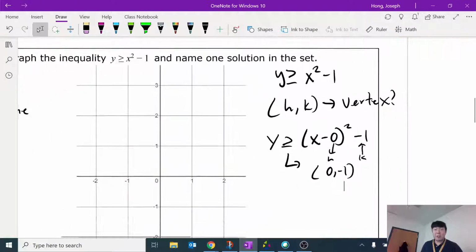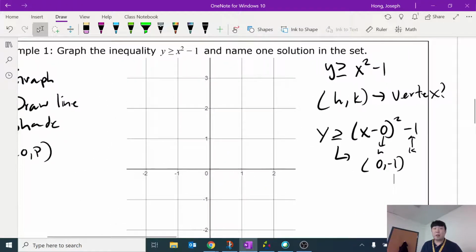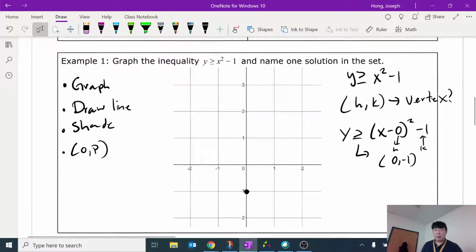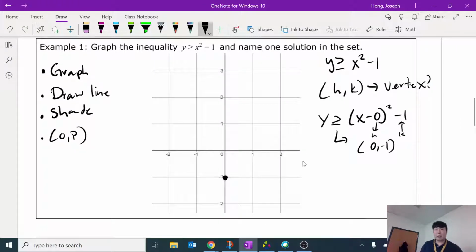The vertex is key to graphing our equation, or our inequality in this situation. I know for sure that this is part of my graph because this is the vertex. The vertex is pretty much the middle of the graph. But how do I solve it now? I can plug in x points if I really need to.